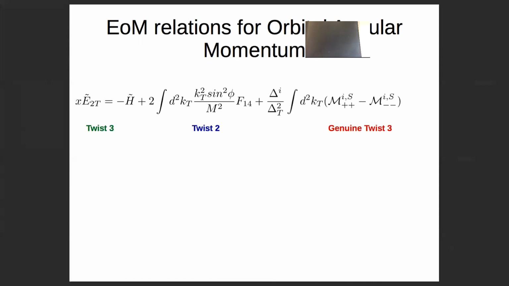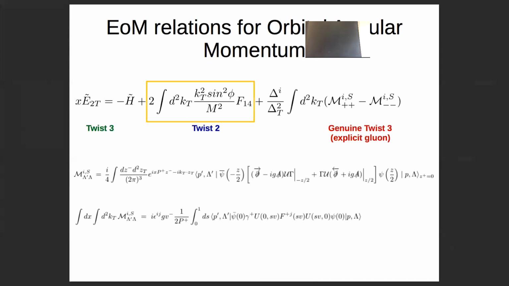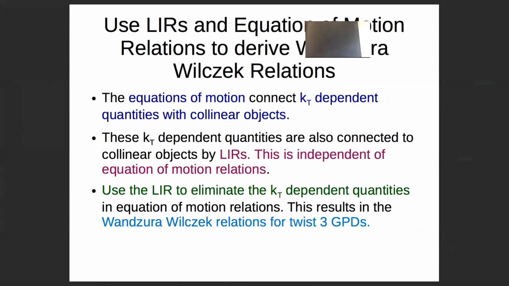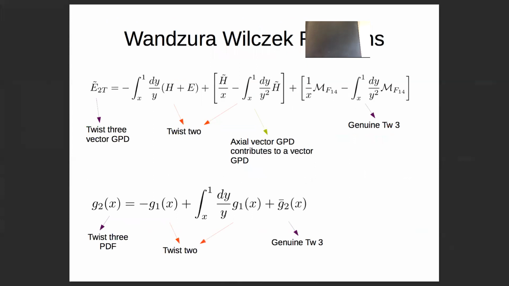And these deltas and K's come because of those derivatives. And here is the genuine twist-3 term. So this is what it looks like. Now we have a relation in which there is the GPD and the GTMD that's occurring. So we have two independent relations. One was the Lorentz invariant relation, and the other is this equation of motion relation, and we can use it to eliminate the KT dependence, which is what I'm saying here, and that's what gives you the Wandzura-Wilczek relations. So this is the Wandzura-Wilczek relation.